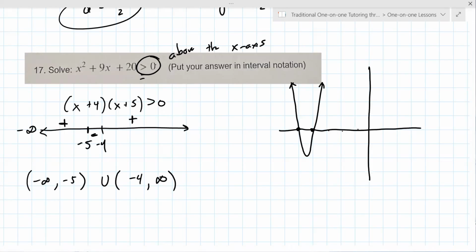If the question said less than 0, the answer would be the numbers from -5 to -4. Do you see that? Like if this said less than 0, we're asking about this part that's underneath. Oh, okay, yeah. Okay.